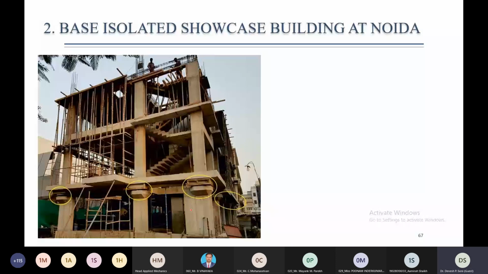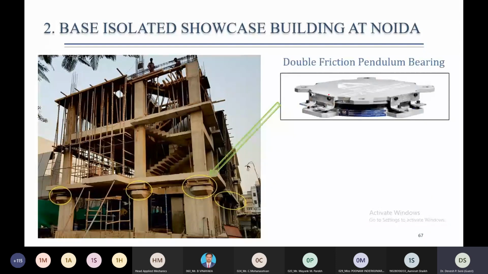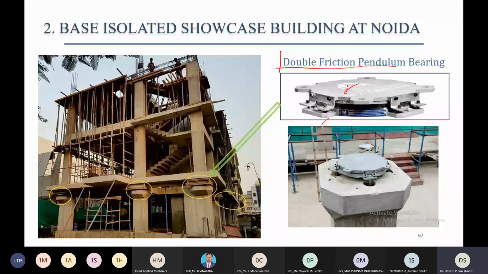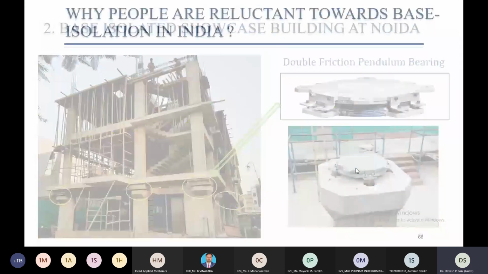See here, this yellow colored portion shows the isolation bearing, and the enlarged view is shown here. A double friction pendulum bearing is used. It has two surface sliding, top and bottom surface. And this is another closer view of the isolation system. So we can see very few base isolated buildings in our country.